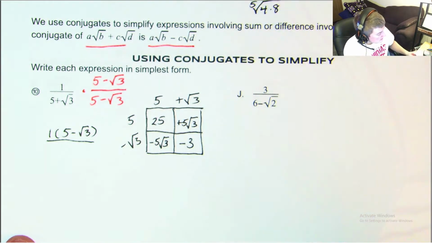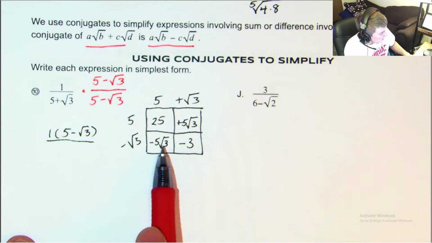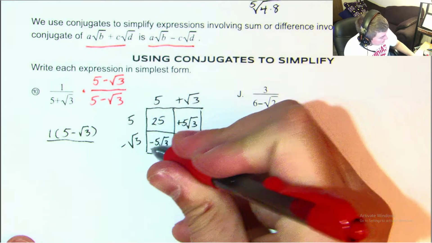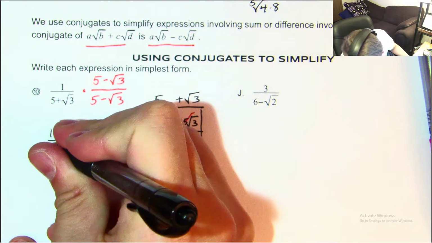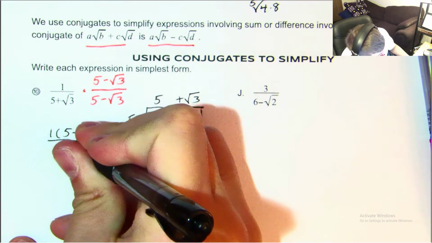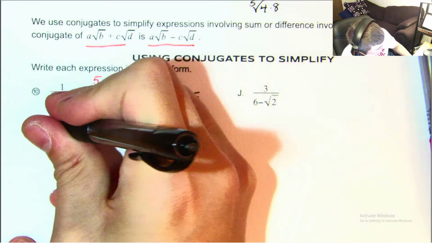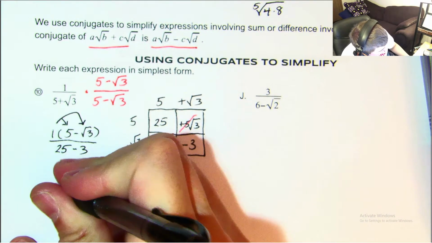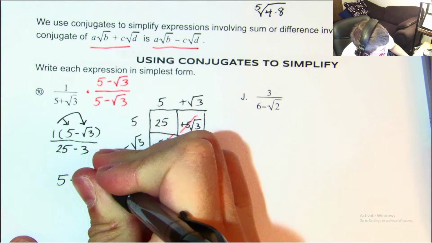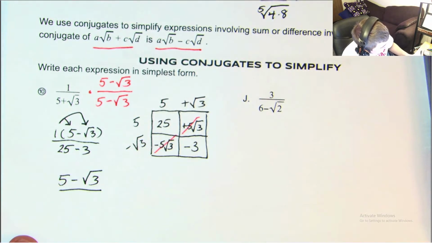Okay. So here, if you look, these are opposites, so these just cancel. So what's left over? Just 25 minus 3. Okay, so then we can distribute here this 1. Well, distributing by 1 just results in 5 minus the square root of 3. And then 25 minus 3 is 22.